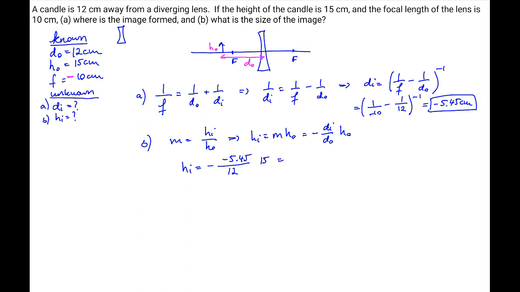So I have two negatives. I have the negative here and the negative there. Multiplying that, we get a positive number. And if we plug in the numbers, we end up with 6.8 centimeters. So the height of the image is 6.8 centimeters, and it's a positive number. That means that the image is upright. It's the same as the object, and we know that upright images are virtual. So both of these signs here check out correctly in terms of our theory.